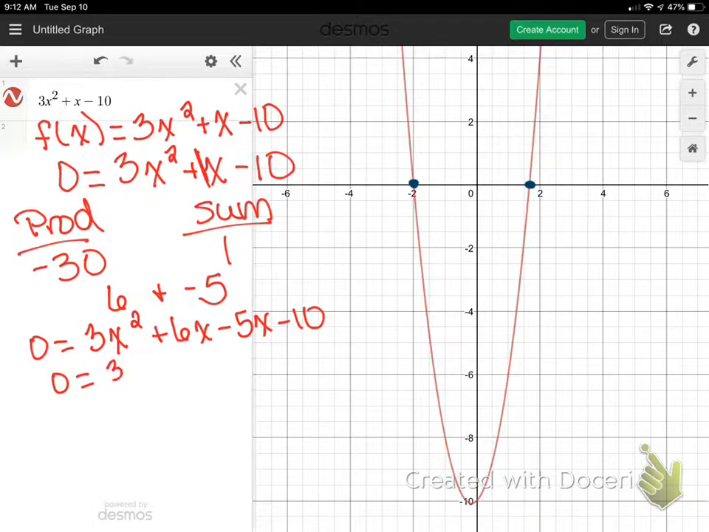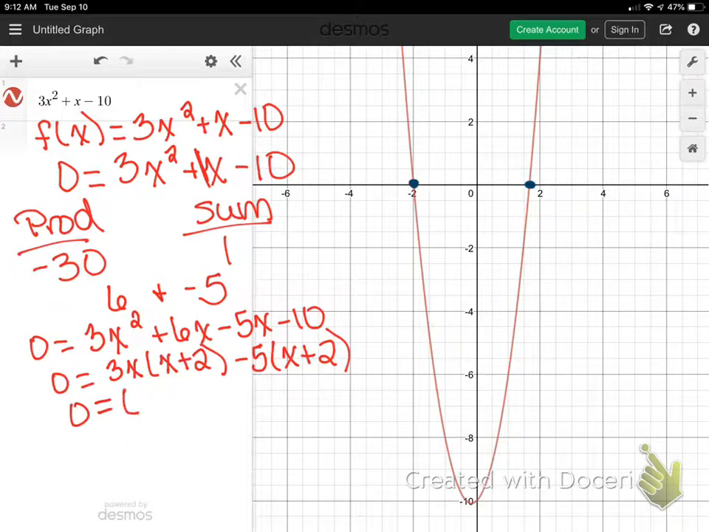3x comes out of both of these. Okay. What do I have to take out of my second set of numbers? Negative 5. Excellent. Good. So my factors are 3x minus 5 and 3x plus 2.